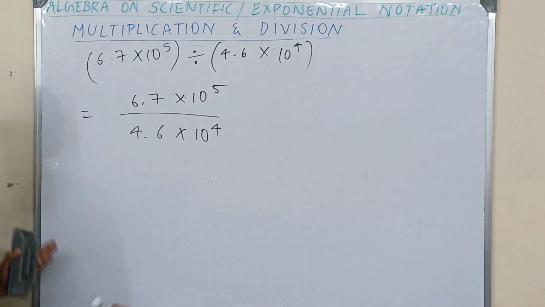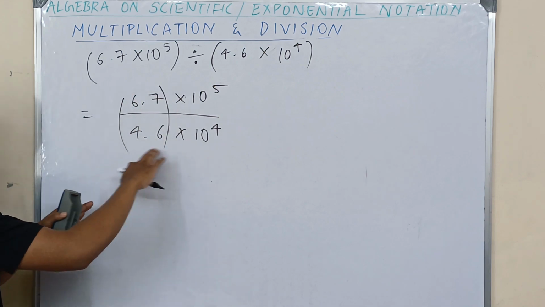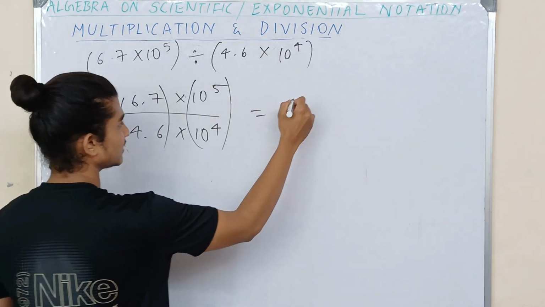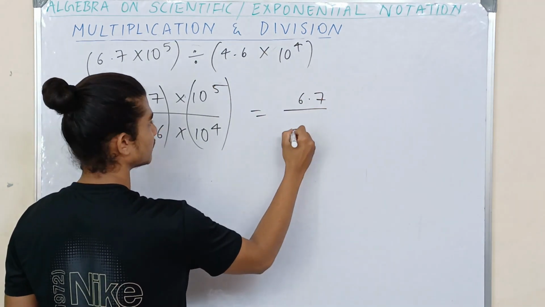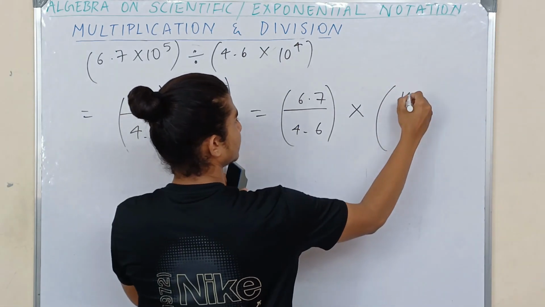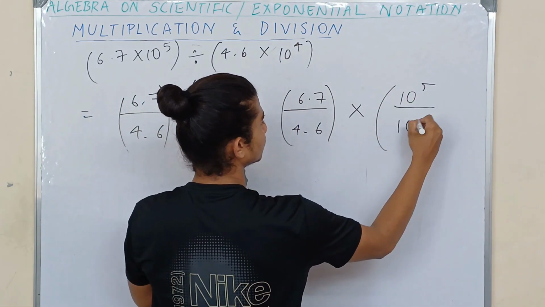The first thing you're going to do is take the capital N parts and write them separately, and take the exponents and write them separately. So I'm going to write it as 6.7 divided by 4.6 separately, multiplied with 10 to the power 5 divided by 10 to the power 4.